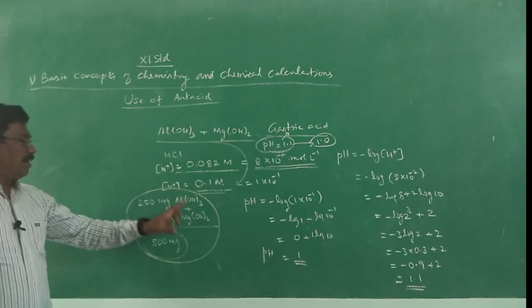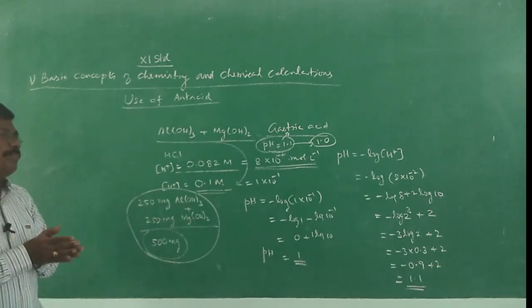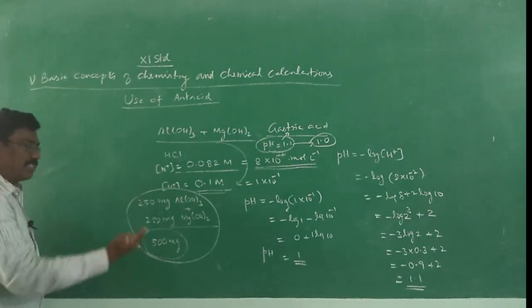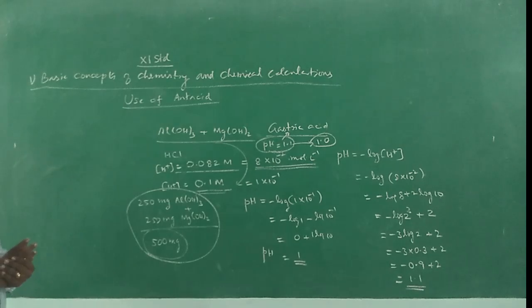Actually, we have aluminum hydroxide and magnesium hydroxide. Filler, we may have binding agent, starch, etc. in the tablet. That's all. Along with aluminum hydroxide and magnesium hydroxide, we will be having filling agent. That's all in the tablet.